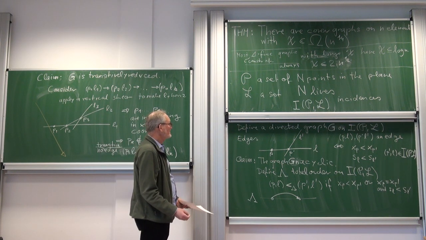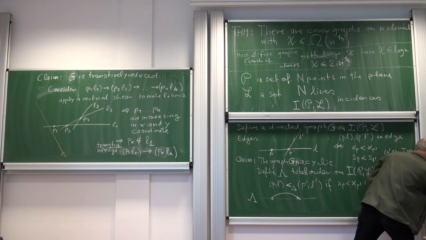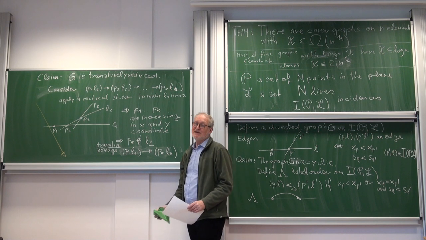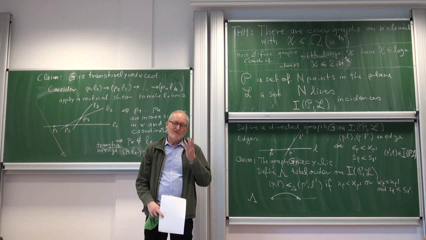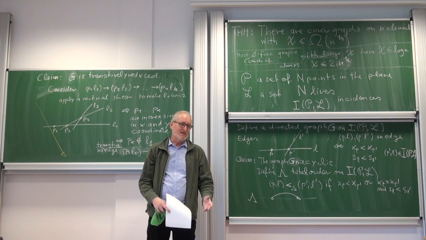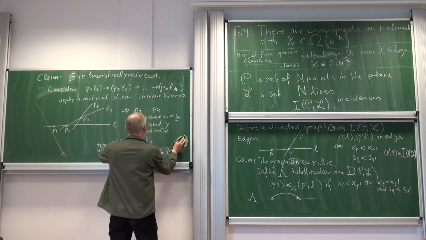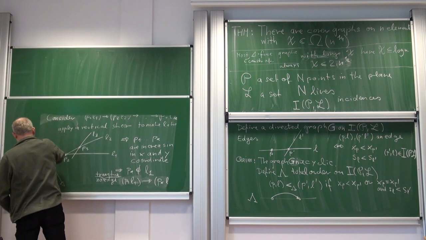Okay, so our goal now is to get a bound on the chromatic number of this graph, and in many cases you don't look at the coloring, you look at the independent set. So we want to find a bound on the size of the independent set in this graph.